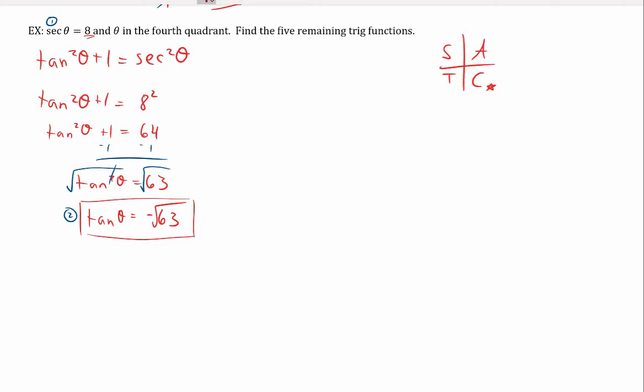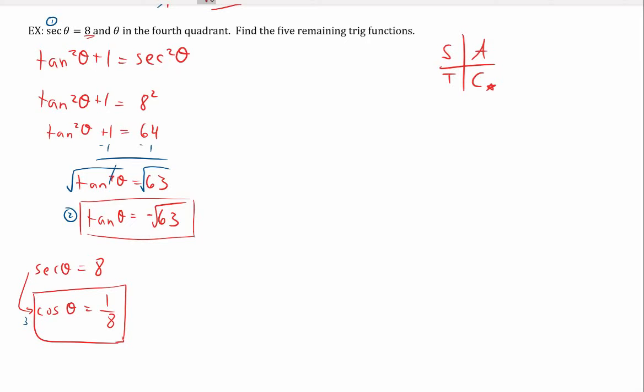And now we need to find the others that we're missing. This can be a little bit awkward here, but if we come back to the secant function, I know that secant is 8, and I know that secant is the reciprocal of cosine, that would mean that cosine is the reciprocal of secant, and the reciprocal of 8 is 1/8, so I know cosine is 1/8. So I just found a third trig function. I've got 3 out of 6 now.